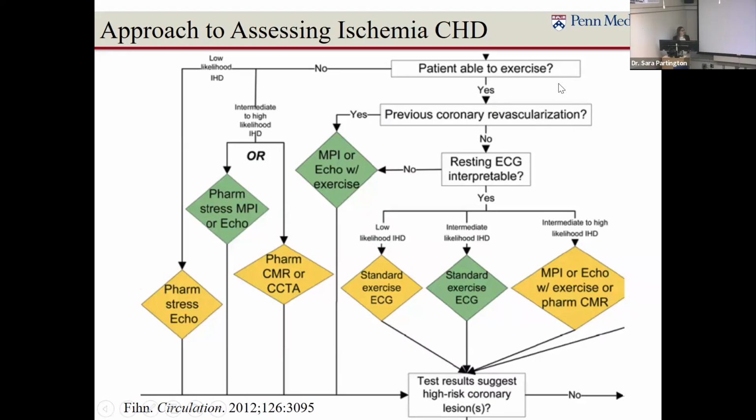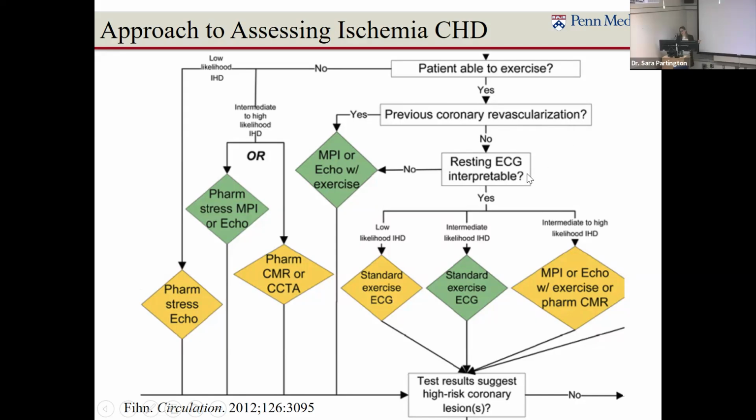If yes, we should probably use a modality where the patient can exercise. Has there been previous coronary revascularization? So we're really asking, is this patient going to be at higher risk for suspecting ischemia? And I'd encourage people to think about coronary reimplantation or structural reasons why the coronaries might be abnormal as an equivalent to prior revascularization. And then, is the resting ECG interpretable?